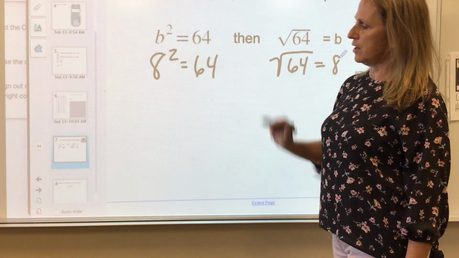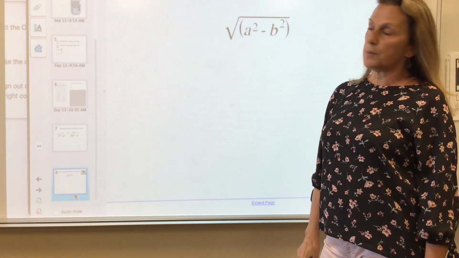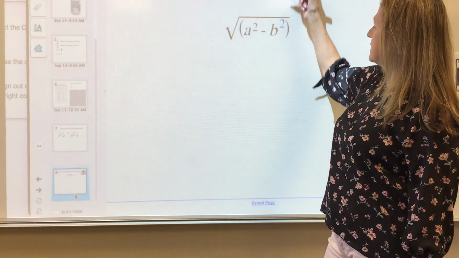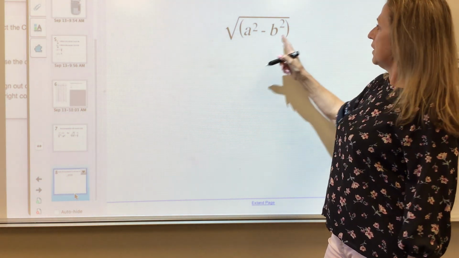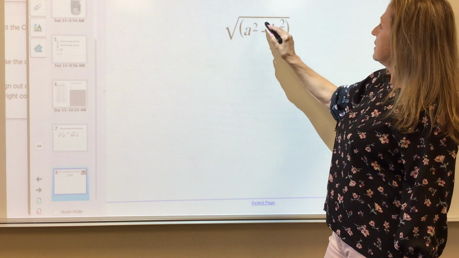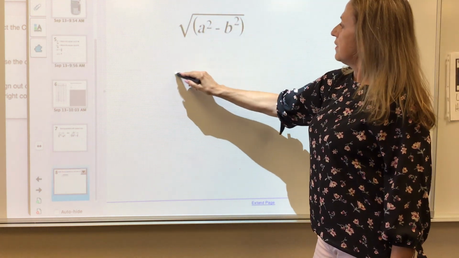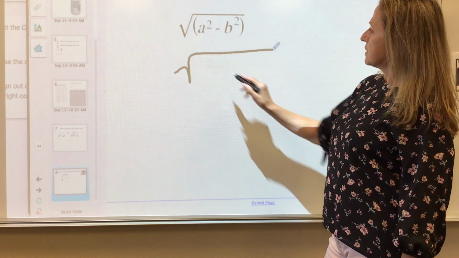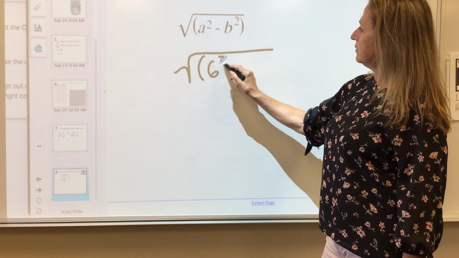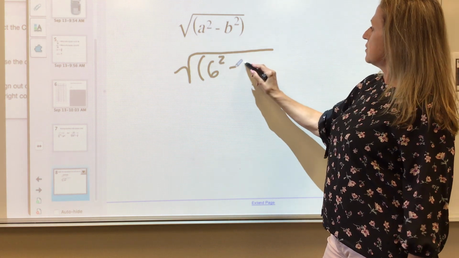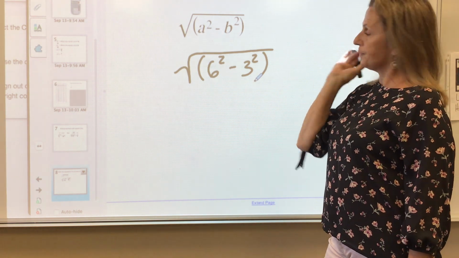You have a couple like that on your homework, and you have one that looks like this on your homework too. We're going to be taking 6 and plugging it in here where A is, and we're going to be taking 3 and plugging it in here where B is. Let's move this over a little bit. So I've got my square root, or my radical sign. A is 6, so I'm going to plug that right in here. B is 3, so I'm going to plug that right in. And then I'm going to do the math.